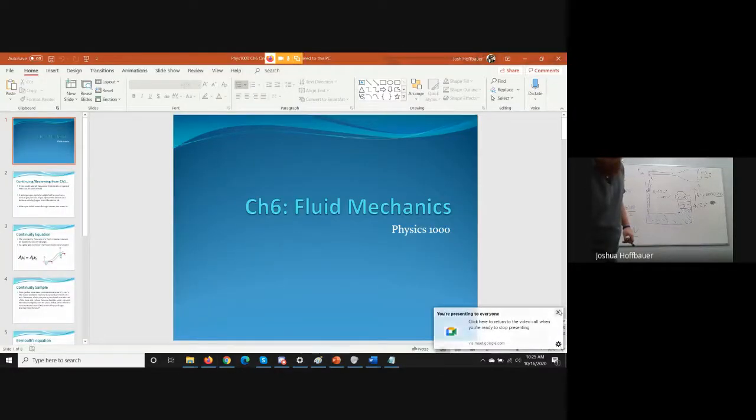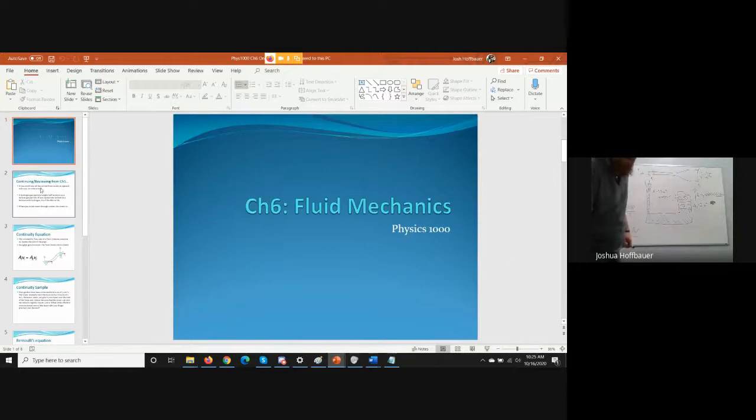So if you've got the Chapter 6 notes pulled up, the title slide says Chapter 6, Fluid Mechanics. It's a nice shade of skyish blue, that turquoise. It's a nice shade of blue, and the other slides are white with a blue top to them.